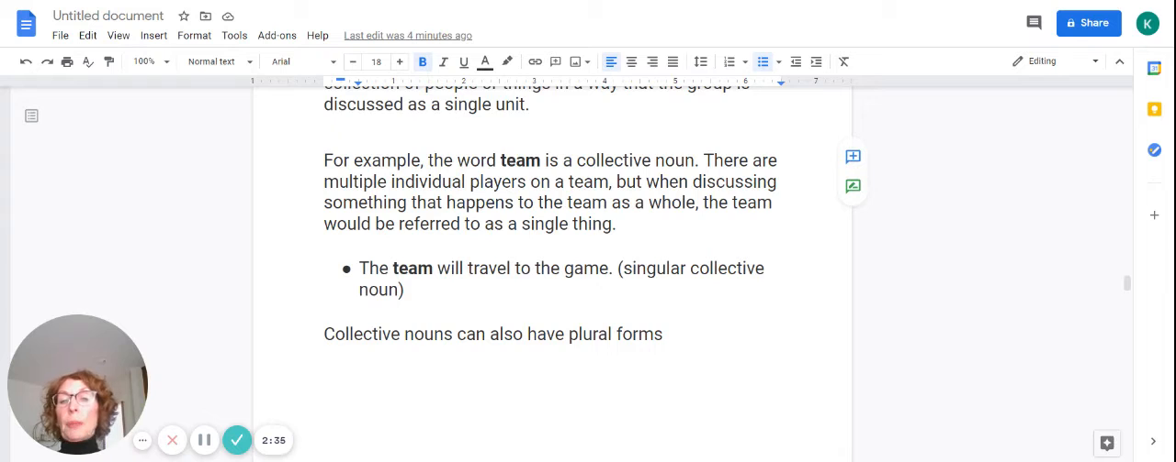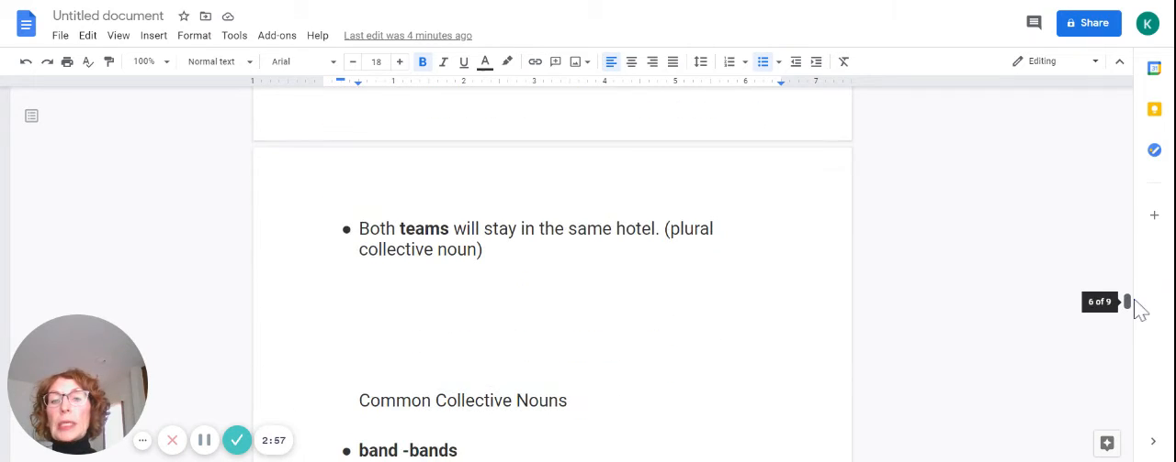For example, the team, and all the players, all the people on that team will travel to the game. The team will travel to the game. It is singular. It is a single team, a group of players that are traveling. But collective nouns can also have plural forms. For example, if we are speaking of more than one team, we would say both teams will stay in the same hotel. So as you see, we just turned team, that collective noun, into a plural collective noun by adding S.